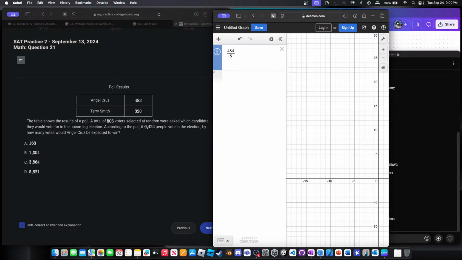So 43 divided by 803 would give us 60% of voters. So let's actually copy this. And then 6,424 times that is 3872. And then 3872 minus 6424, 2552. Answer might be C actually here. I think it's already the correct answer.